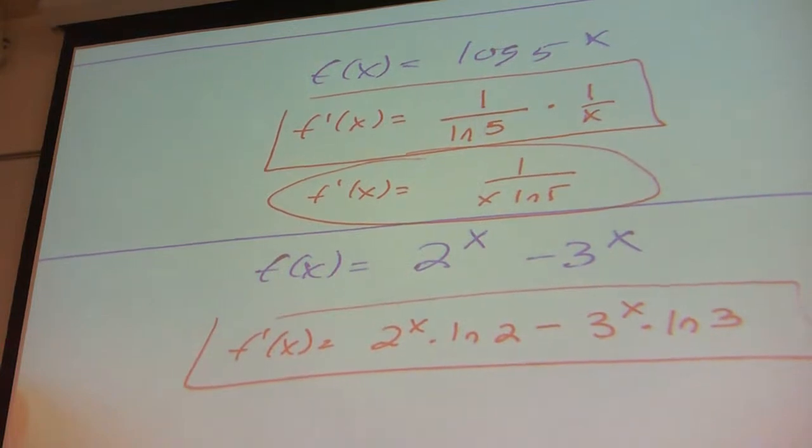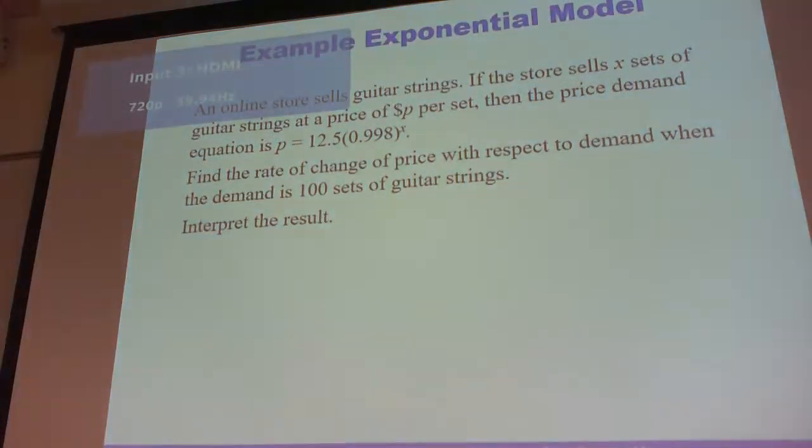Questions there? All right. So, word problem number 1. And we'll practice our calculator, we'll practice our derivative, and all that stuff now. An online store sells guitar strings. If the store sells x sets of guitar strings at a price of P per set, then the price demand equation is P equals 12.5 times 0.998 raised to the x. Find the rate of change with respect to demand when the demand is 100 sets of guitar strings. Interpret the results. Okay? So step 1, let's write it down.